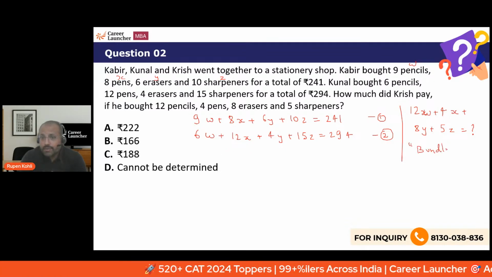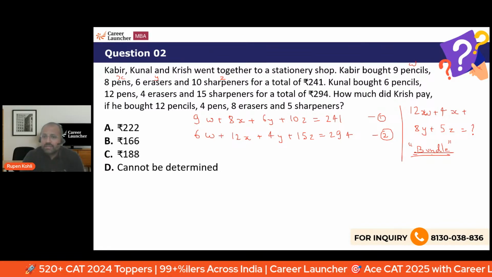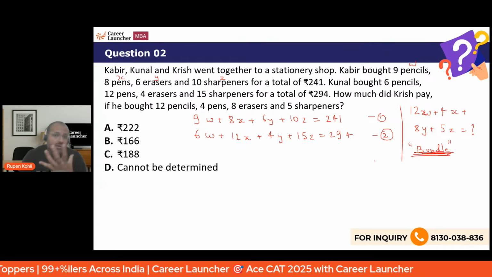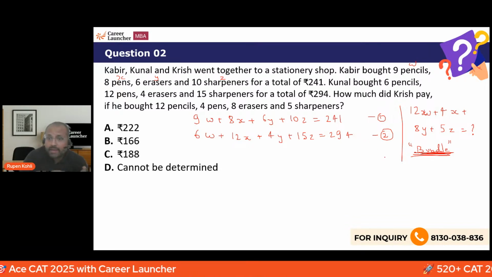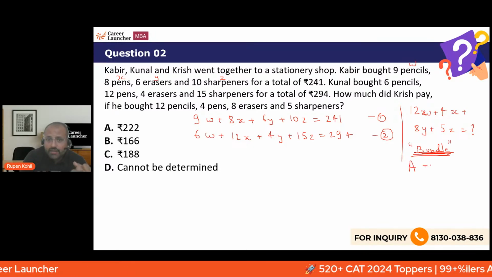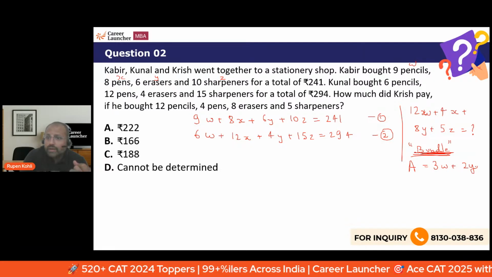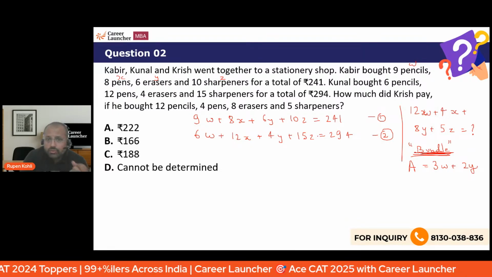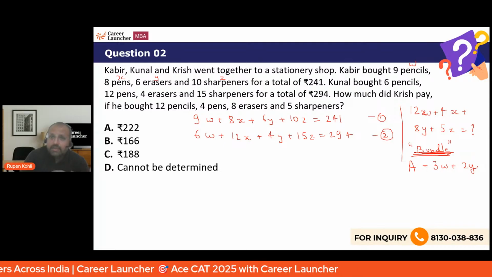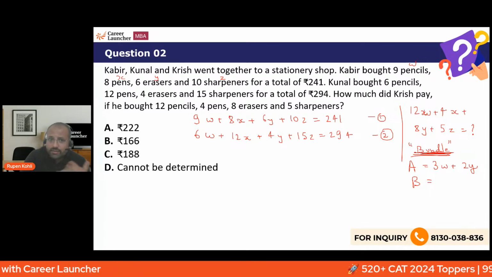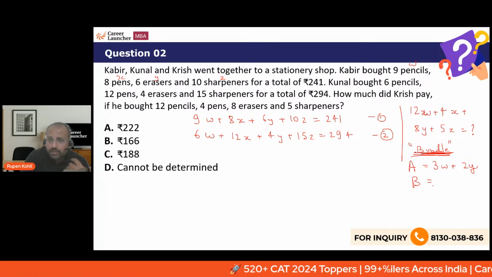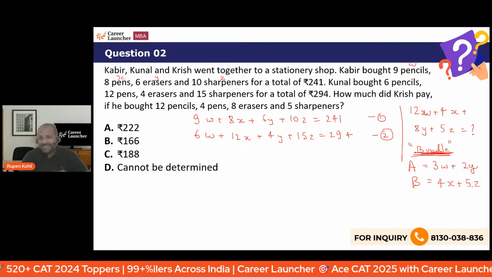Let me call this a bundle approach, right? Which means that I can make a bundle based on the ratio of 3:2 between the coefficients of W and Y. Let's say bundle A, which is comprised of 3 pencils and 2 erasers, 3W plus 2Y, right? So Kabir has bought 3 such bundles, whereas Kunal has bought 2 such bundles. And another bundle B, bounded by the ratio of 4:5, 4 pens, 4x, and 5 sharpeners, 5z.